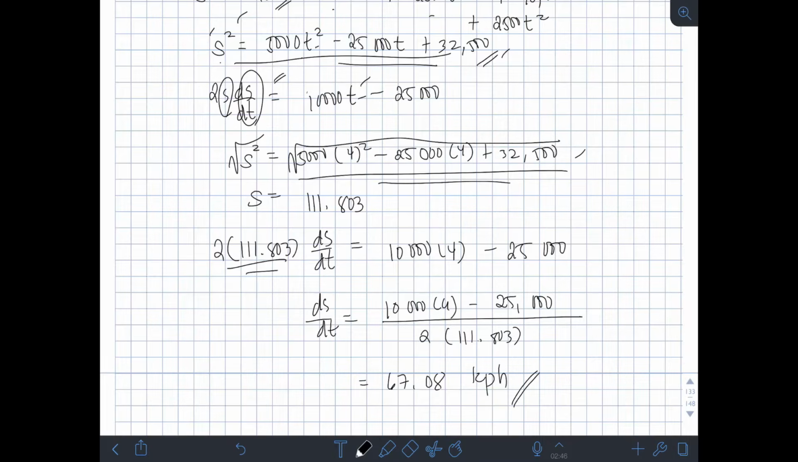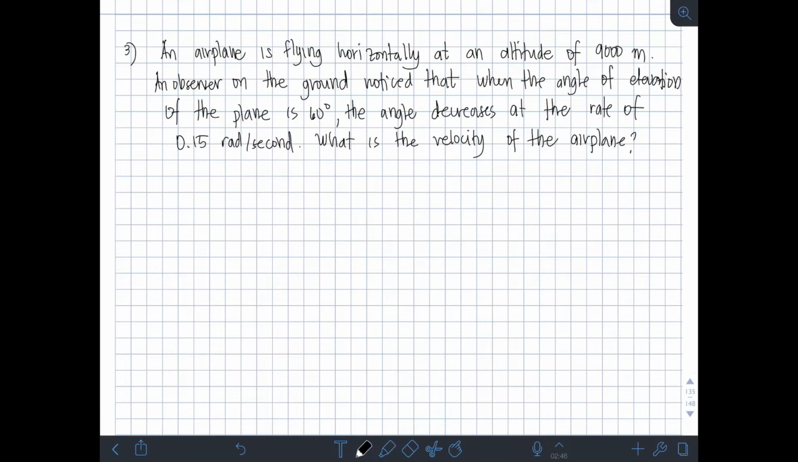Okay? Next, we have an airplane flying horizontally at an altitude of 9,000 meters. An observer on the ground noticed that when the angle of elevation of the plane is 60 degrees, the angle decreases at the rate of 0.15 rad per second. What is the velocity of the airplane?